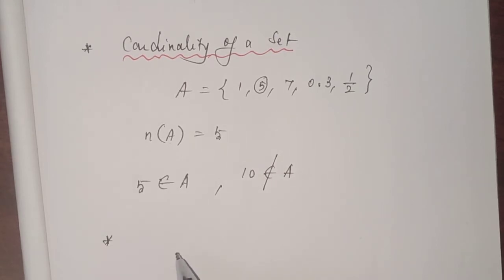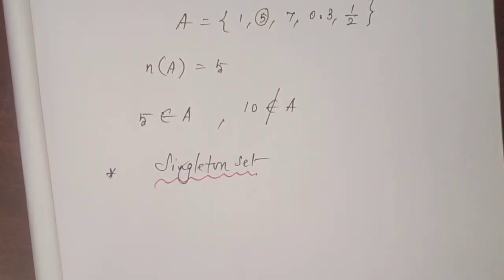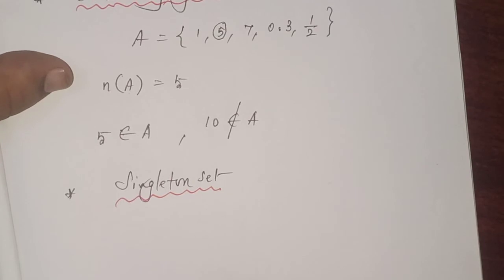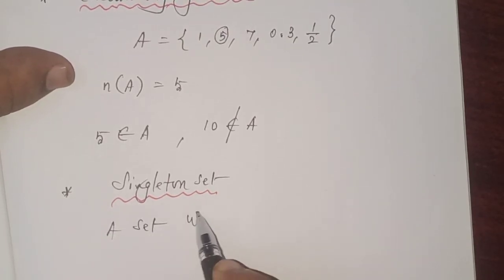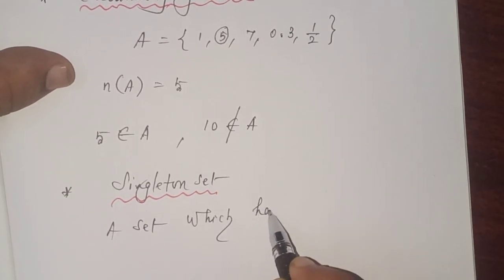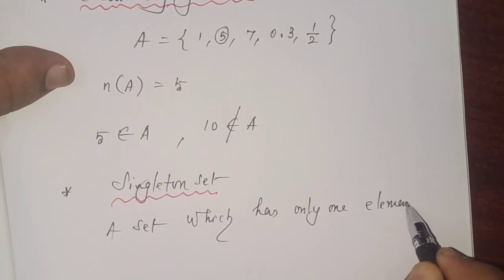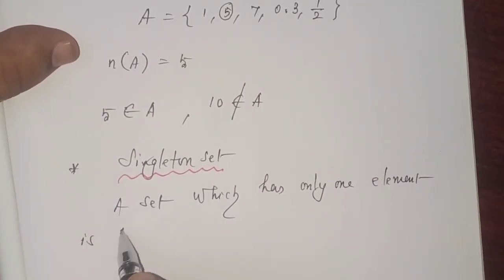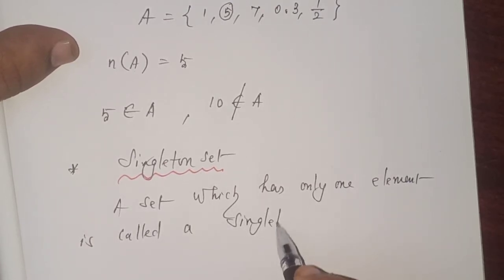Next, singleton set. A set which has only one element is called a singleton set.